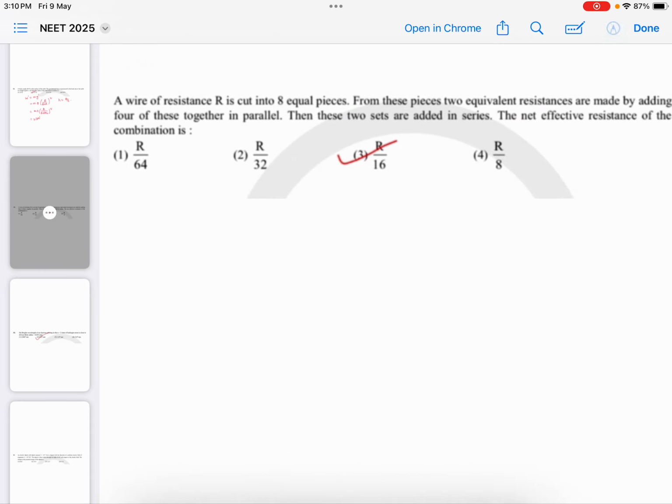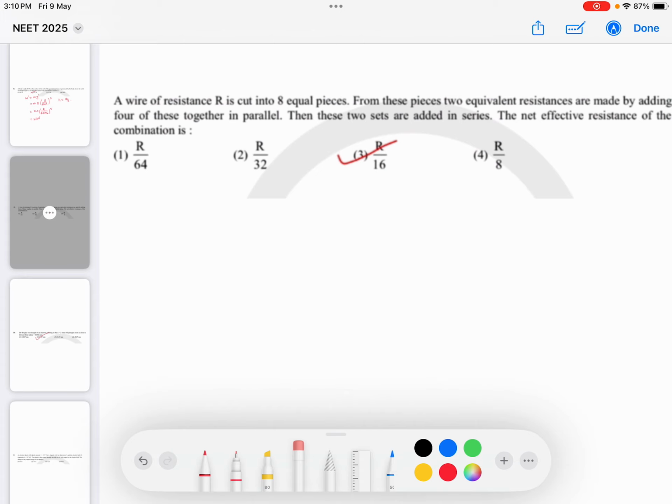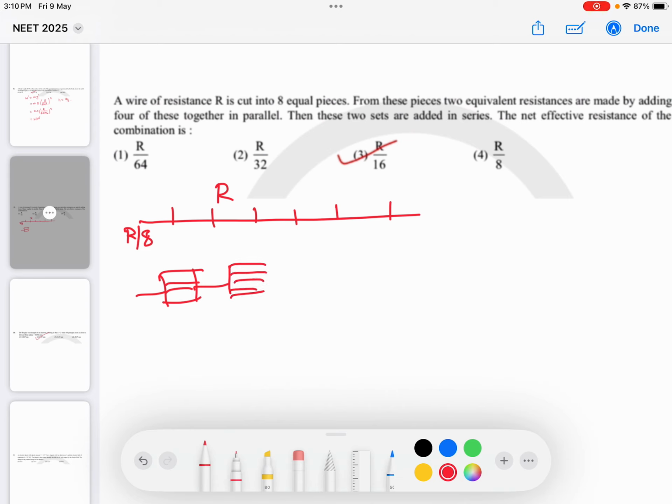Next one belongs to current electricity. A single wire is existed, having the resistance R, and it is cut into 8 equal parts. Every equal part resistance goes to R by 8. By adding first 4 in parallel, 1 2 3 4, and then another 4 also in parallel. Parallel means R by 8 divided by 4, nothing but this bunch resistance value is R by 32. Here also bunch resistance value is R by 32.